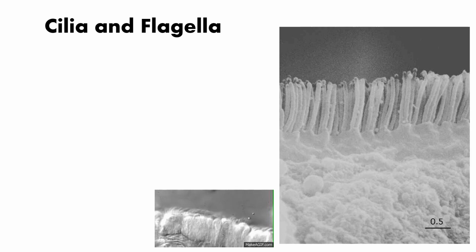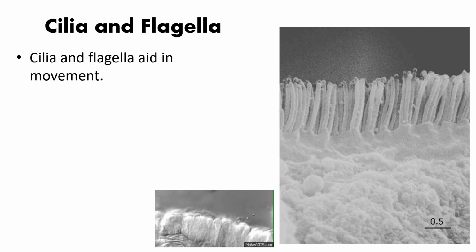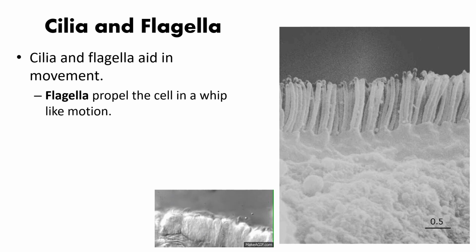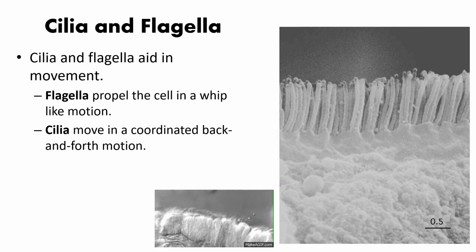Now, two other structures within the cytoskeletal category are going to be cilia and flagella, and both of these are going to aid in movement. Flagella are going to propel cells in a whip-like motion. So whenever you think of flagella, I want you to think of a sperm. A sperm is going to have a head and then a tail, and the tail is the flagella. Cilia are going to be these very short hair-like structures that beat in a coordinated fashion. And you can see them in this lower GIF down here.